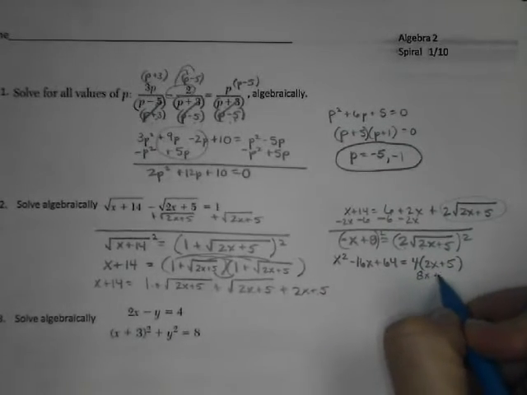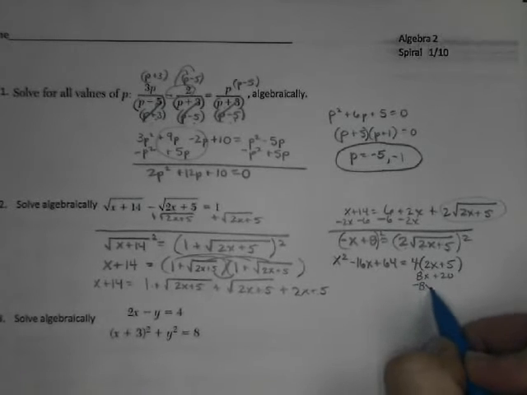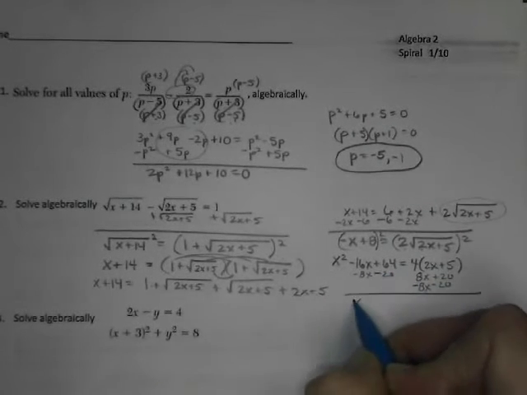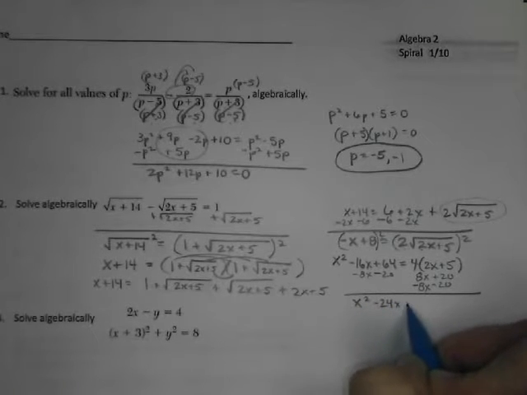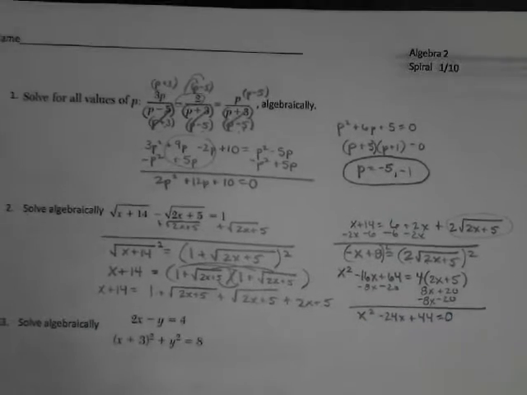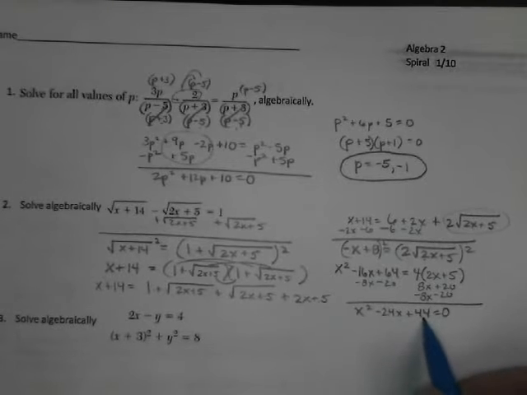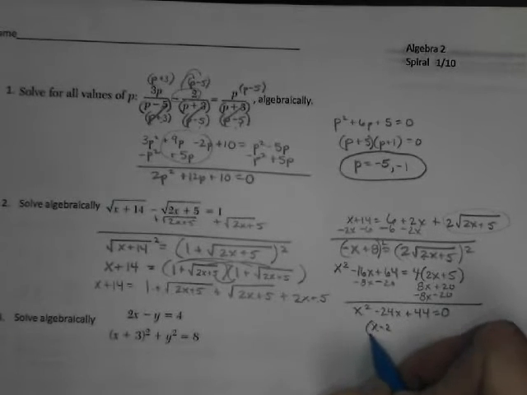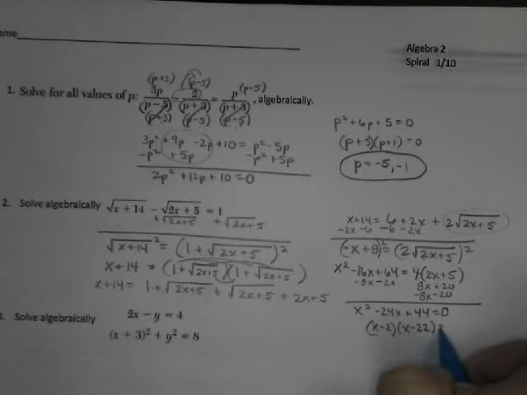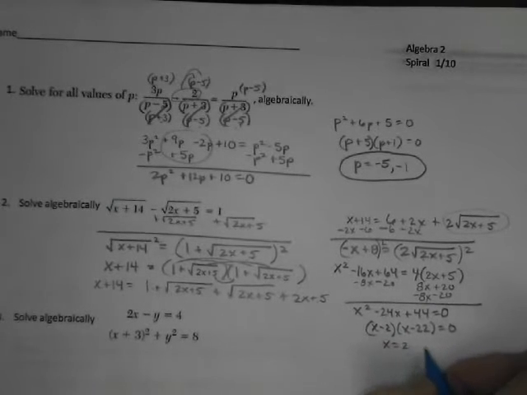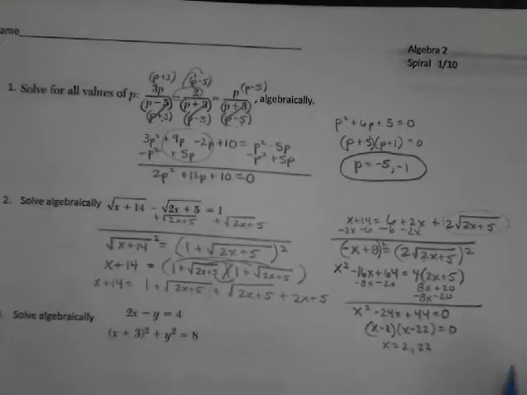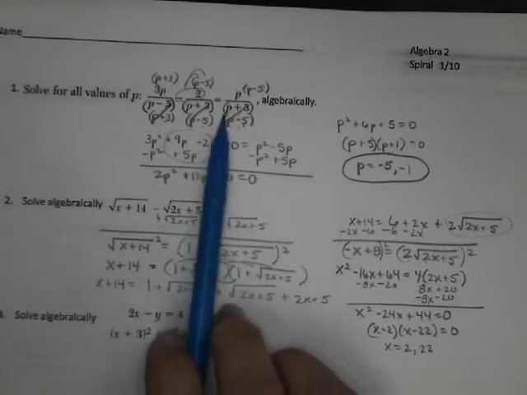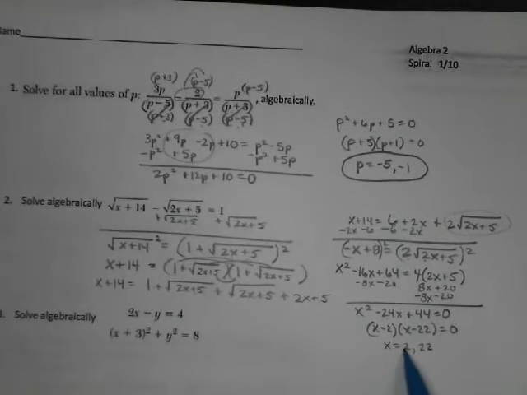So now that's 8x plus 20, and it's a quadratic. So I'm going to subtract the 8x over and subtract the 20 over. So I get x squared minus 24x plus 44 equals 0. 1 and 44, 2 and 22 will make 24. So x minus 2, x minus 22, and I get x equals 2 or positive 22. Which I need to check both of those. Again, it's not just a rejected solution because it makes the denominator 0 here. You'll see what happens when I plug in.